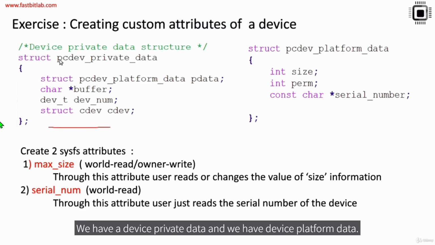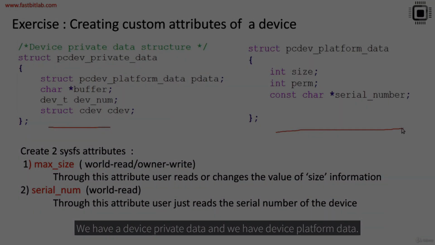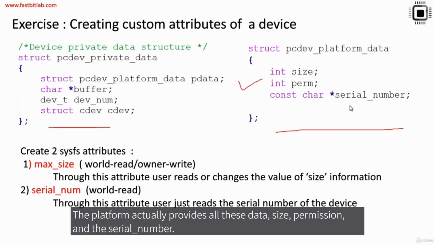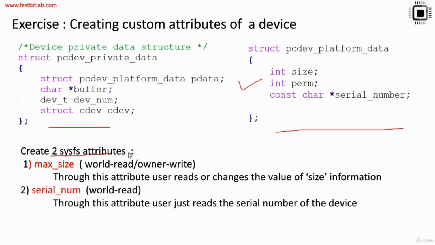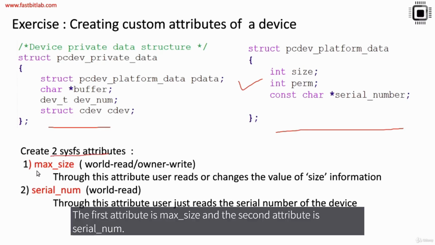We have a device private data and we have device platform data. The platform actually provides all these data: size, permission, and the serial number. So in this exercise, we are going to create 2 sysfs attributes. The first attribute is max_size, and the second attribute is serial_num.